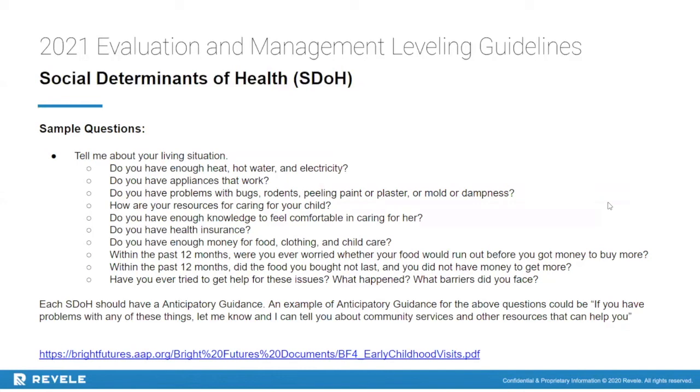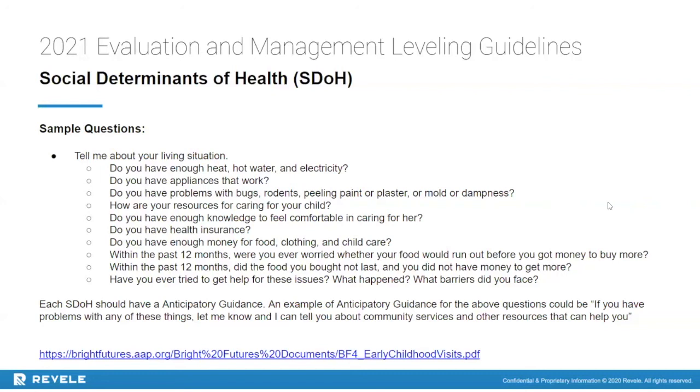How are your resources for caring for your child? Do you have enough knowledge to feel comfortable caring for her? Do you have health insurance? Do you have enough money for food, clothing, and childcare? Within the past 12 months, were you ever worried whether your food would run out before you got money to buy more? Within the past 12 months, did the food you bought not last and you did not have enough money to get more? Have you ever tried to get help for these issues? What happened? What barriers did you face?